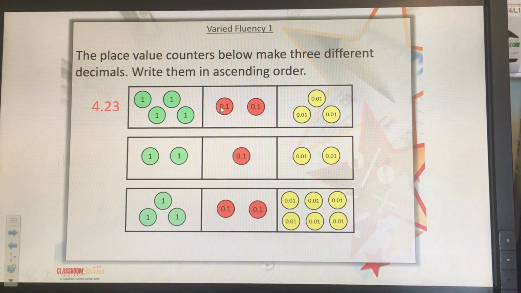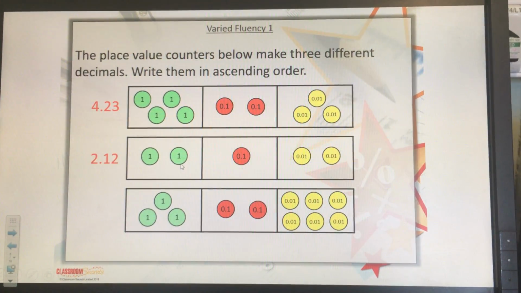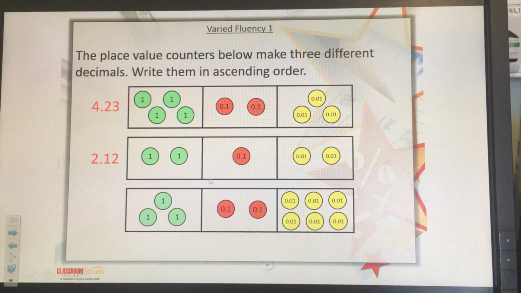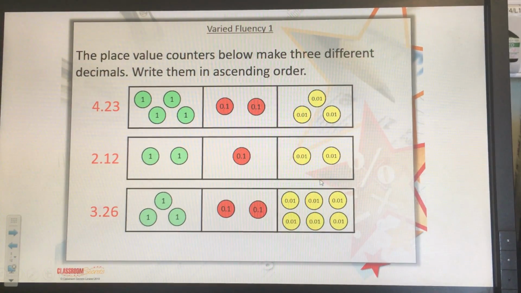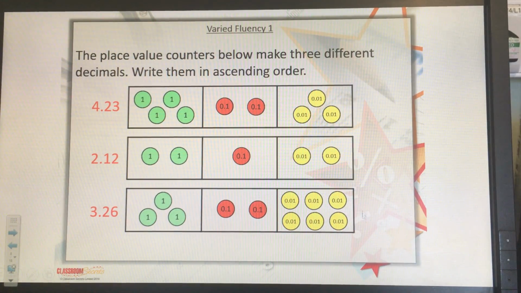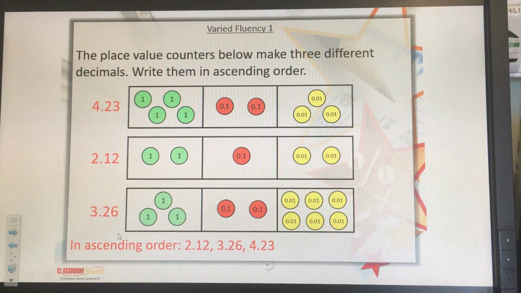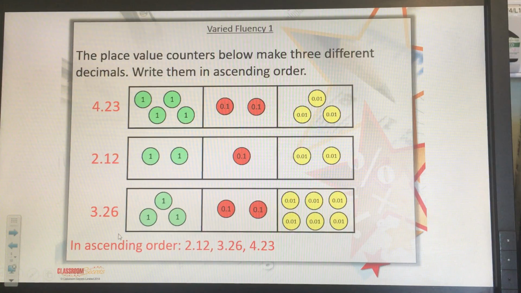Okay, I'll go through the answers. This is 2.12. 2 ones, 1 tenth and 2 hundredths. The bottom number is 3.26. 3 ones, 2 tenths, 6 hundredths. In ascending order, they are 2.12, 3.26 and 4.23. You can self-mark that if you wrote your answer down.